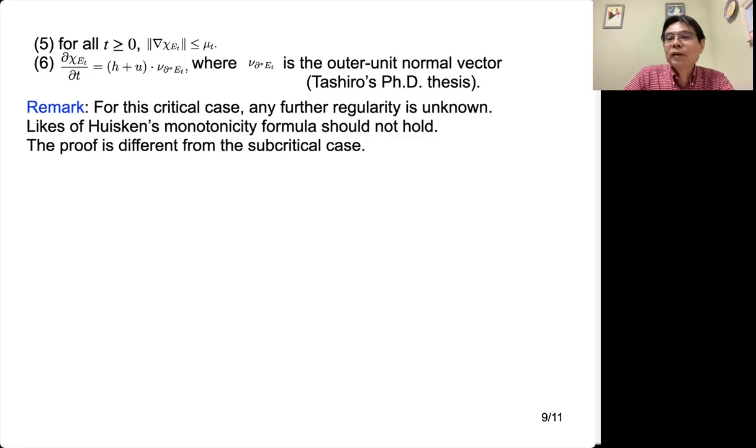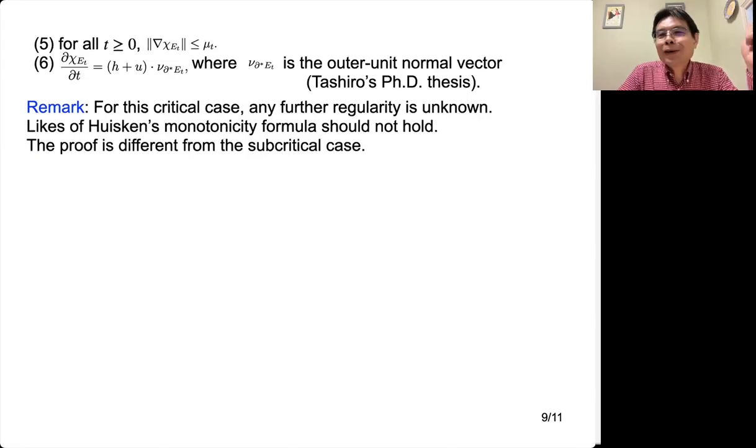Now, for this critical case, unfortunately, for the subcritical case we had short time regularity. That is, we knew that for some short time it's a PDE strong solution. But for this one, nothing is known so far as I know. It's not even clear if you start out with a smooth curve, for example, what happens immediately after. Even that's not known. Whether it's going to stay as a graph, even. It may not stay as a graph, actually.